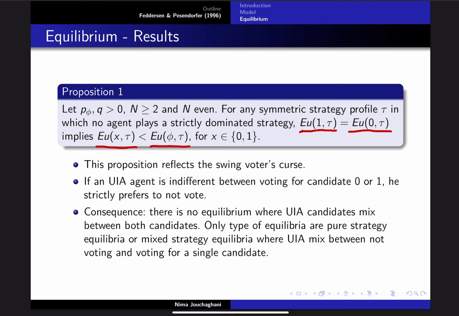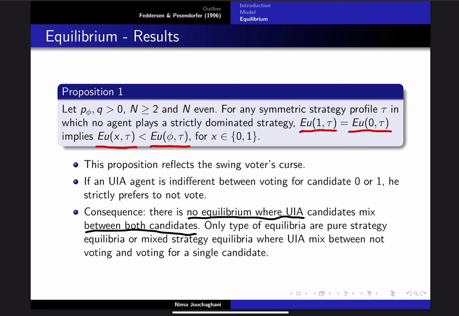So there's quite an interesting result if you think about it. You're indifferent between the two candidates, and this implies that you should not vote. A consequence of this is that when we later consider the equilibria in this model, we will see that there is no equilibrium where an uninformed independent agent mixes between both candidates. Because for mixing, you need to be indifferent between all your strategies.